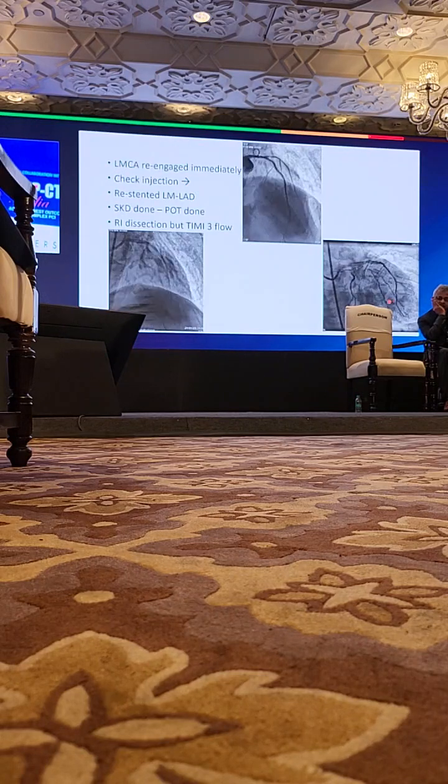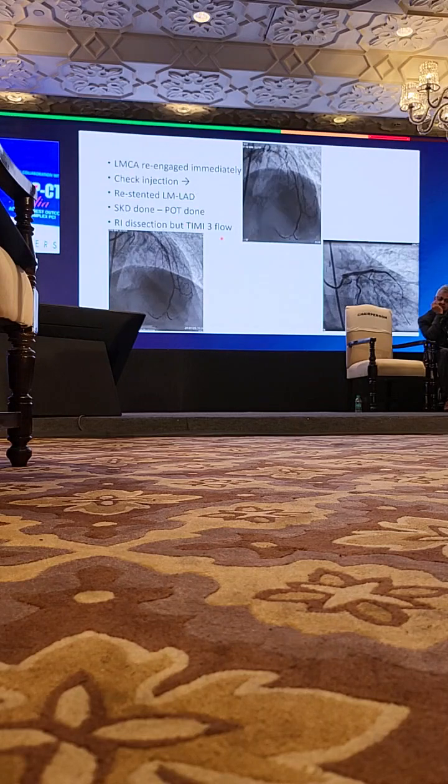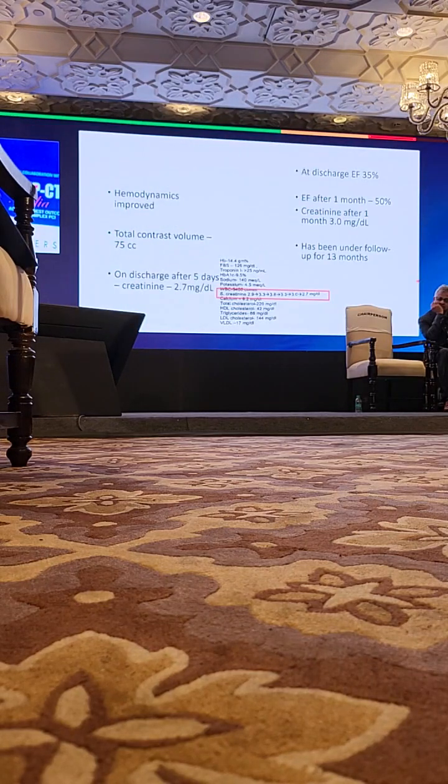This ramus was also flowing well. Again, I did simultaneous kissing dilatation and POT. There was a ramus dissection, but it was flowing well. So eventually, the patient recovered well. Total contrast volume was 75 cc. Creatinine was also stabilized on discharge, and he has been under follow-up for almost 13 months. Last January, this was the procedure which we did, and he is doing really well.